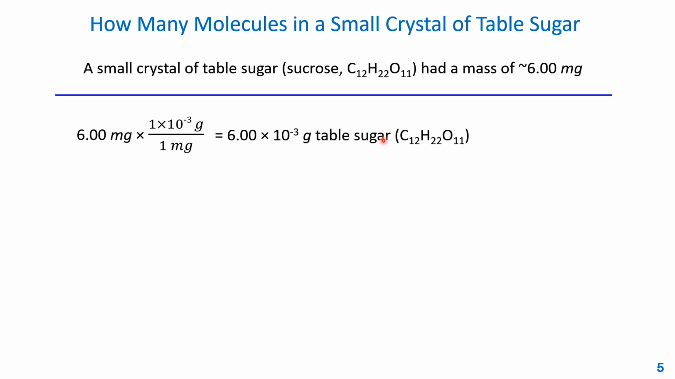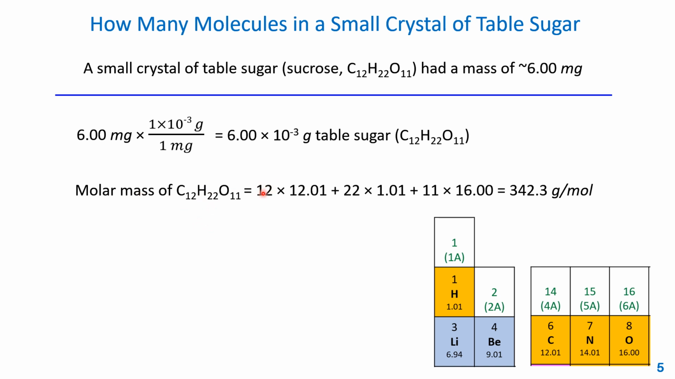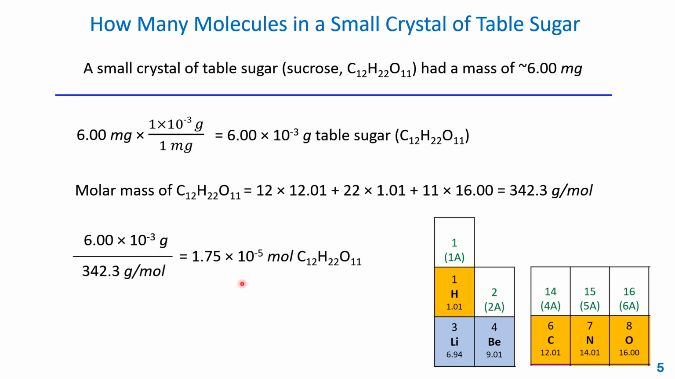That's mass divided by molar mass. The molar mass of table sugar, you need to calculate based on the formula. So we have carbon, hydrogen, and oxygen: 12 carbon, 22 hydrogen, 11 oxygen. Add them together. So the molar mass of this table sugar is 342.3 grams per mole. Then we can use the mass divided by this molar mass, 342.3, to calculate the number of moles of this table sugar. That's 1.75 times 10 to the negative 5 mole.